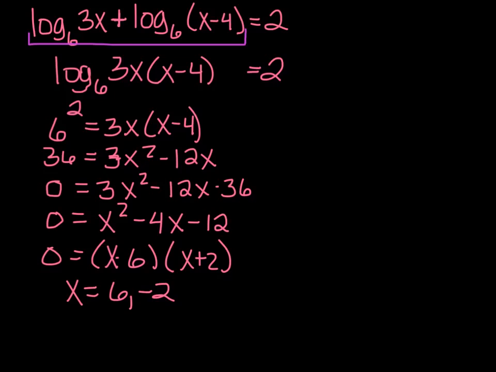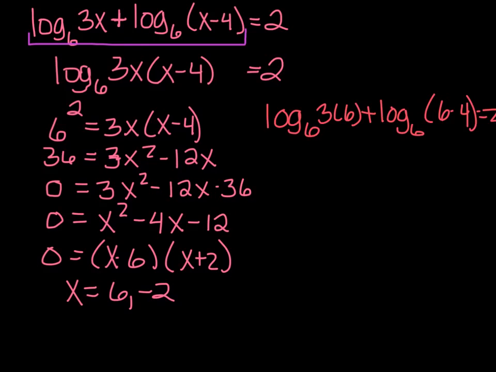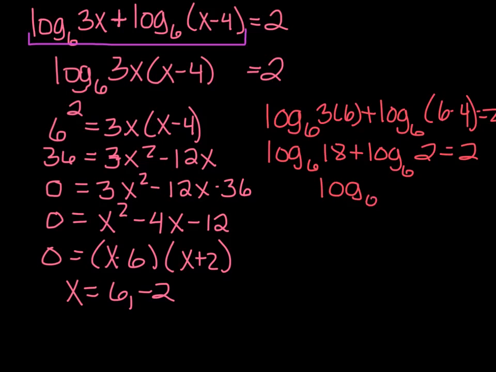So if I checked 6, and remember, when you check, you have to go back to the very beginning, the original problem. Log base 6 of 3 times 6 plus log base 6 of 6 minus 4 should equal 2. Okay, so log base 6 of 18 plus log base 6 of 2 should equal 2. Condense them together, we get log base 6 of 18 times 2, which is 36. Should equal 2, and that's true. 6 to the second equals 36, so we're good.